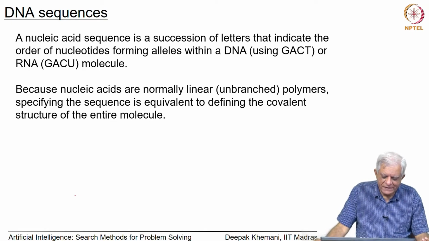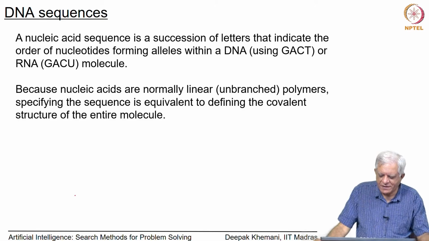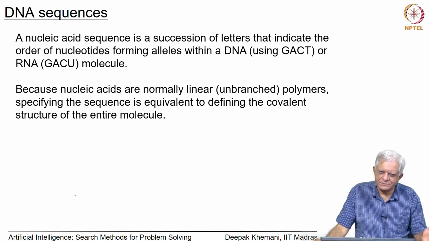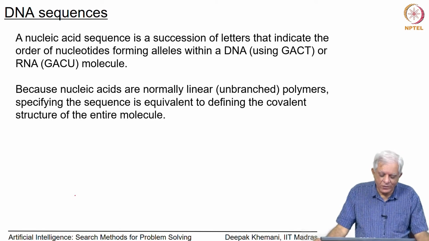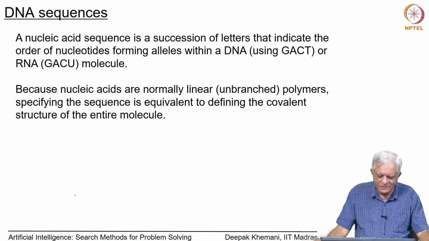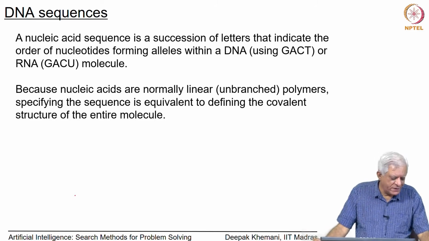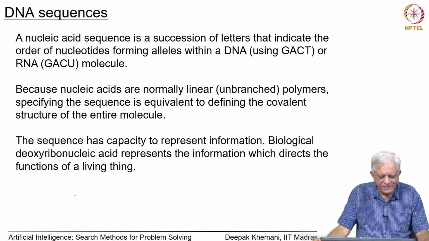Because they are normally linear polymers, they do not have branches, specifying the sequence is equivalent to defining the covalent structure of the entire molecule. So, how many bonds? Remember that carbon has a valency of 4, and it has 4 bonds, and in a molecule all the valencies must be balanced. In the case of DNA like molecules, if we specify the sequence, we have also specified how many bonds each atom has.